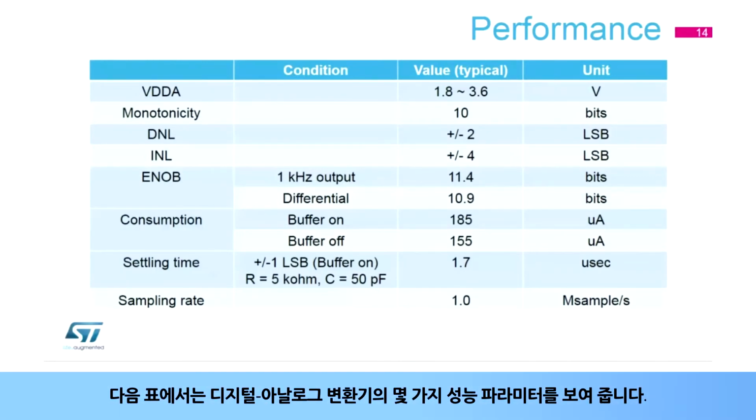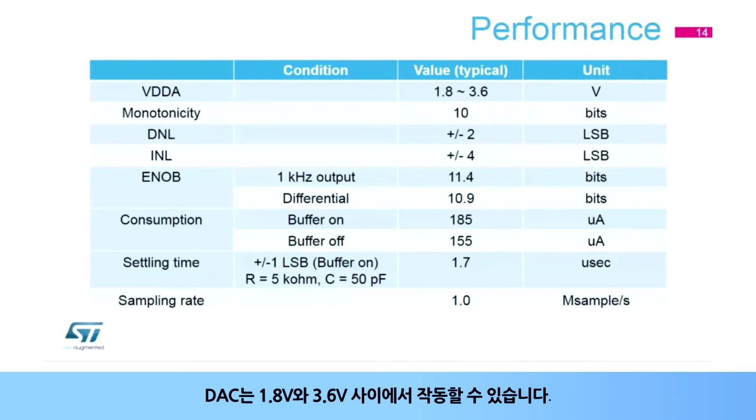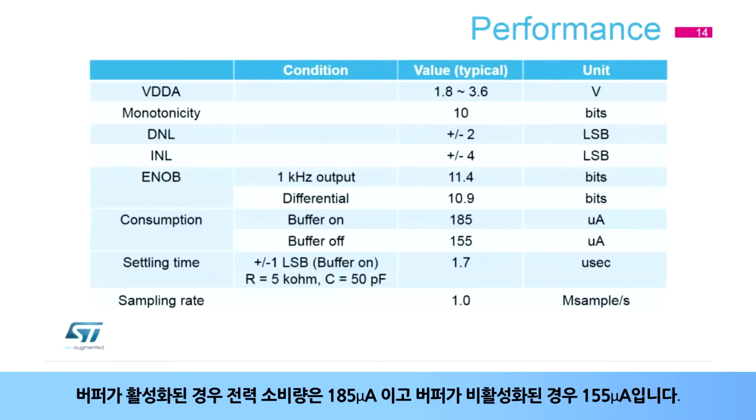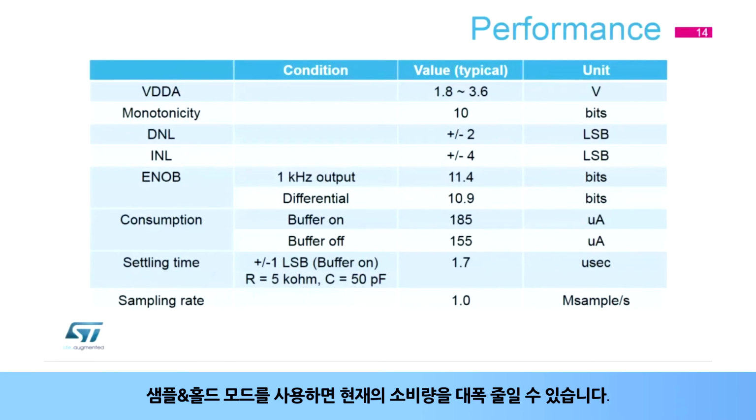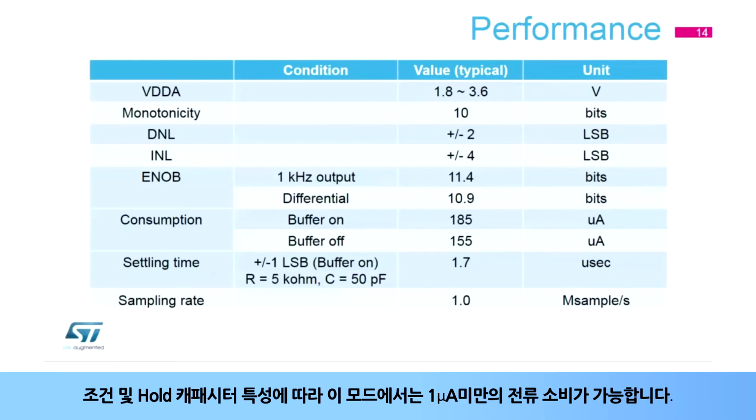The following table shows some performance parameters for the digital-to-analog converter. The DAC can work between 1.8 and 3.6 volts. 10-bit monotonicity is guaranteed. Power consumption is 185 microamps when the buffer is enabled and 155 microamps when the buffer is disabled. By using sample and hold mode, the current consumption can be drastically reduced. Depending on the condition and the hold capacitor characteristics, less than 1 microamp current consumption is possible for this mode.